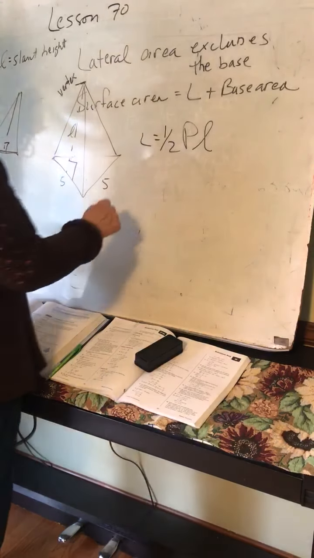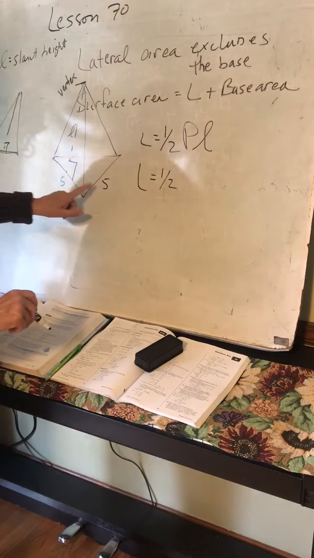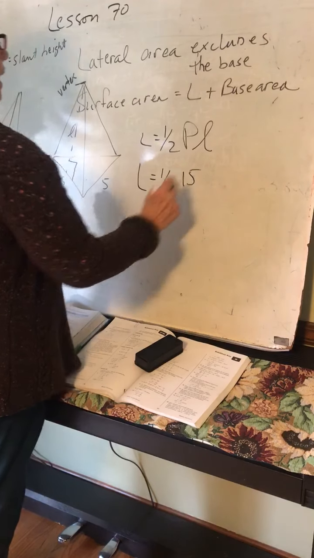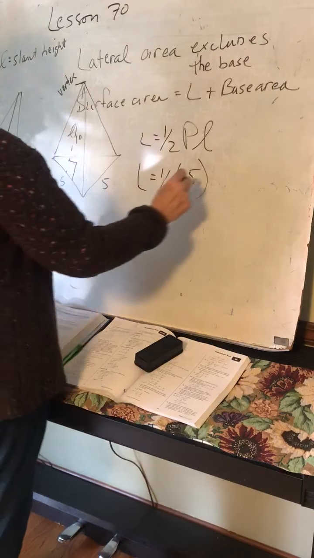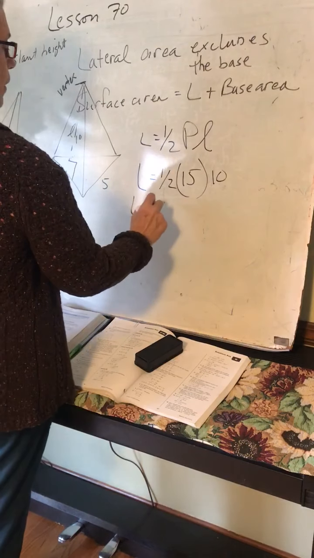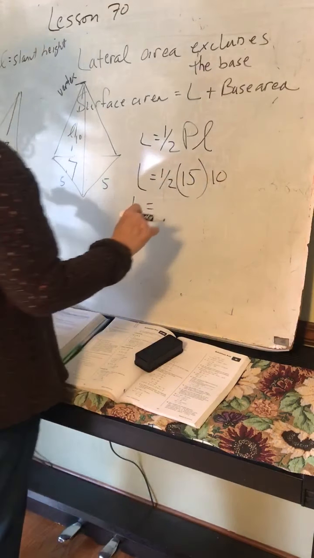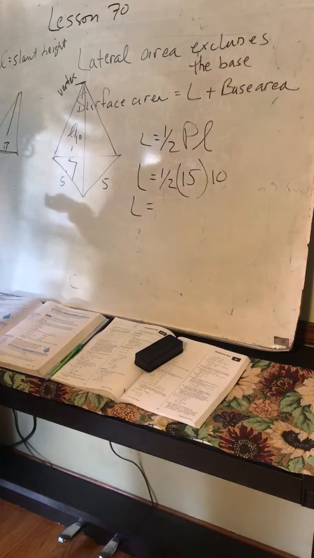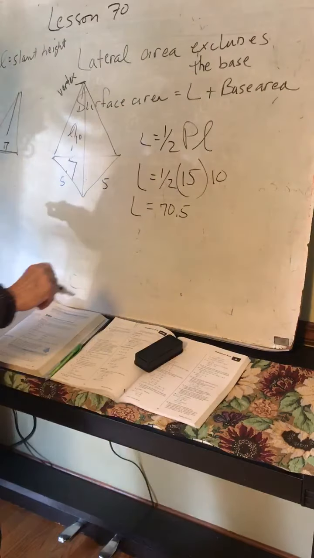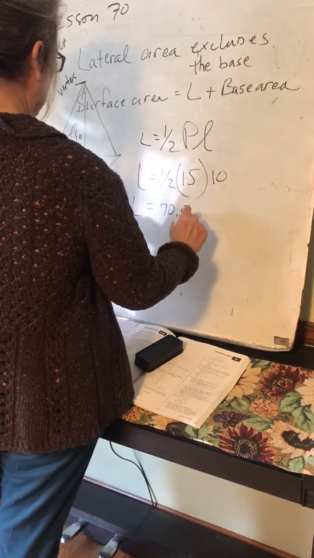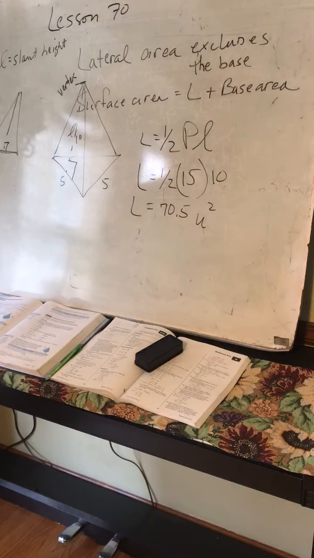Okay, so what you would do is you would have the lateral area is 1/2 the perimeter, which is 5, 10, 15 in the back, and the slant height, say it is 10, I don't know what it is, 10, and then the lateral area would equal, what is that, 7.5 times 10, 70.5 if I multiplied right there, and that would equal units squared, whatever it is. That is our lateral area.